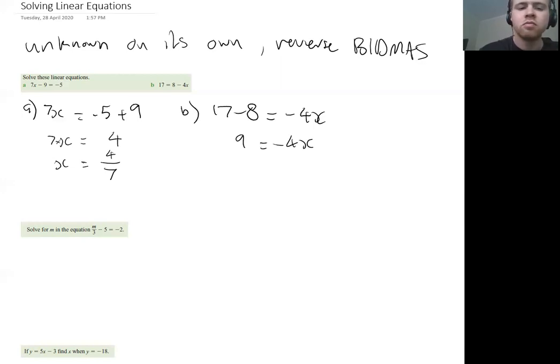And then we've got to move over this -4. Okay, we're timesing by -4, so the opposite of what we're going to do is divide by -4, and we end up with 9 divided by -4 equals x. And we've got x on its own. Now that's the same as -9 on 4. Doesn't matter where the minus sign is, whether it's on the top or bottom. And we've got our answer.